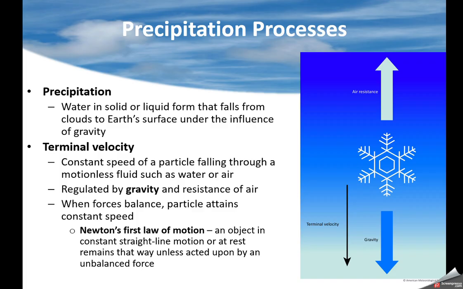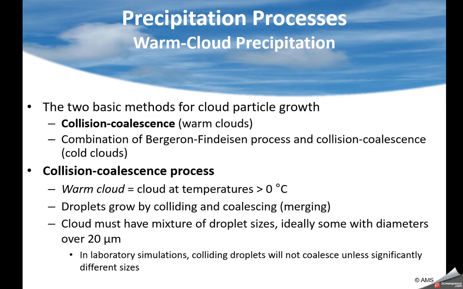It depends on the size of the raindrop, the type, the shape of the raindrop. In hail's case, the bigger the hail, the faster it's going to fall down. All of that is reflected in this terminal velocity. So how do these cloud droplets form and make precipitation? There are two processes: collision-coalescence and the Bergeron-Findeisen effect.